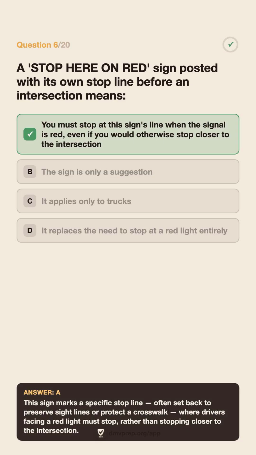The correct answer is A. This sign marks a specific stop line, often set back to preserve sight lines or protect a crosswalk, where drivers facing a red light must stop, rather than stopping closer to the intersection.